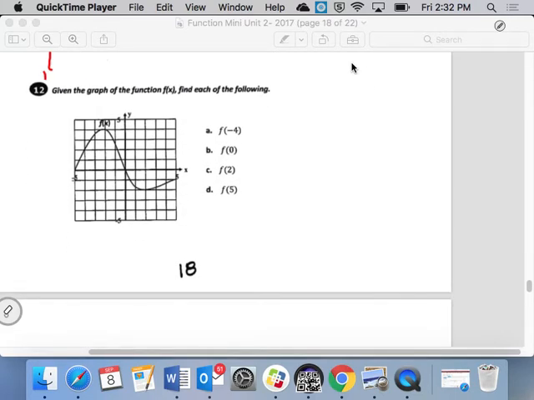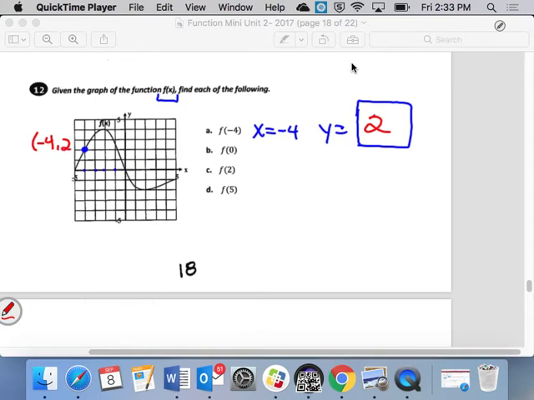And let's look at number 12 together. So number 12, I have a curve that's already graphed for me, and it says, given the graph of function f of x, find each of the following. So this notation is suggesting that x is -4. I'm supposed to find the y value that coordinates with -4. So when I look at my graph, x is -4, there's -4. I scoot up and I pick up the y value that's associated with x being -4, and I see that y would be +2. So the point on the curve would be the point -4, +2.